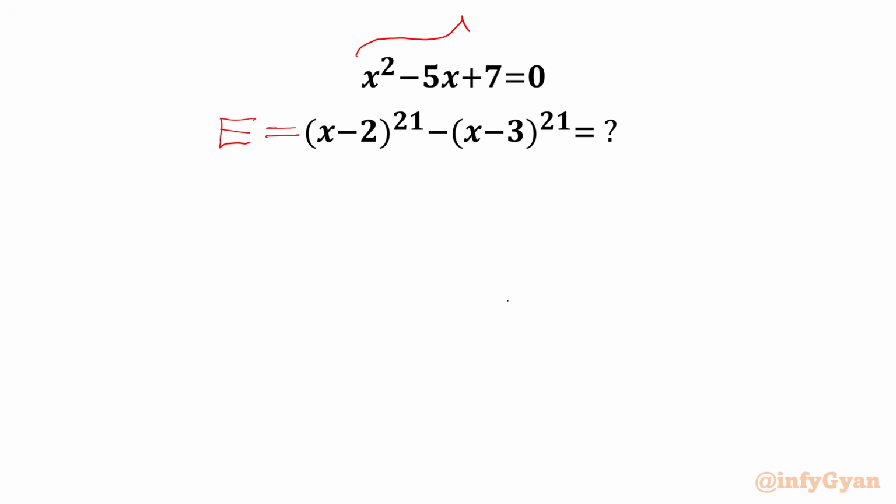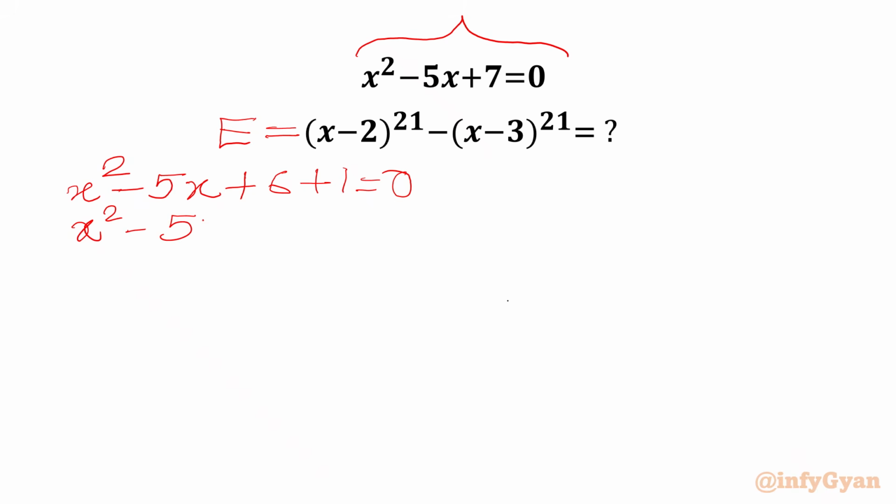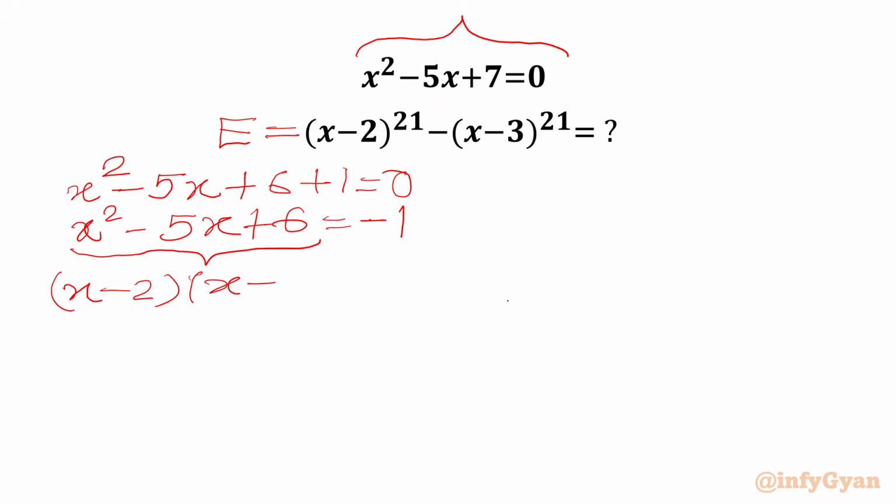Now we will begin with the given quadratic equation, which I will write here: x square minus 5x plus 7 equal to 0. So we'll write 6 plus 1 equal to 0. So from here x square minus 5x plus 6 will be minus 1. Now we can factor the trinomial x square minus 5x plus 6 and write (x minus 2) times (x minus 3) equal to minus 1.